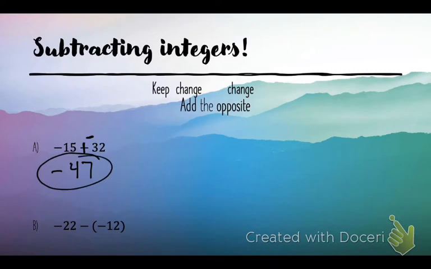For the bottom one, same thing. I'm going to add, and then the opposite of negative 12 is positive 12. So I did just do keep, change, but I'm calling it add the opposite. Then we have different signs, so I'm going to subtract 22 minus 12, which is 10. And I'm going to keep the sign of the larger number, which is 22, so I get negative 10.